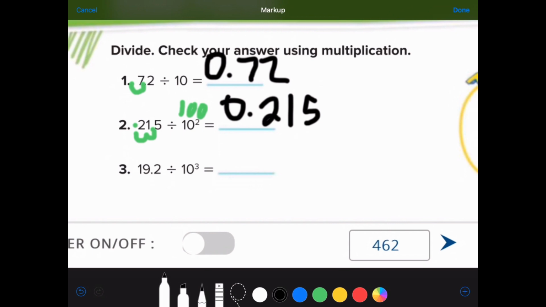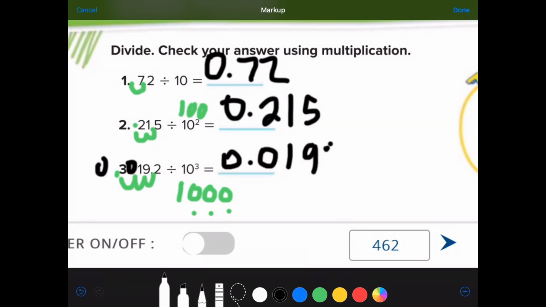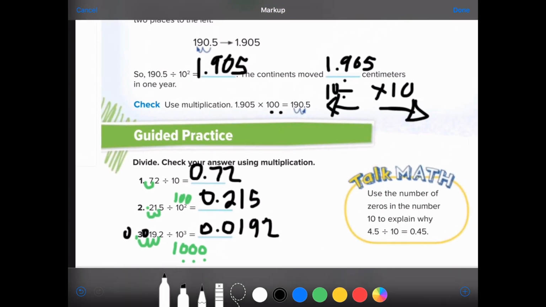Very good. Number 3, we got to translate this one. This is 10 times 10 times 10. It's the same as saying 10 to the 3rd power, or it's easy just to say 1 with 3 zeros. So we're going to move 3 spaces. So 1, 2, 3, then a decimal. It looks like we're going to have to put a placeholder 0 right there and placeholder 0 right there. So our answer is going to be 0.0192. Okay, what do you think about that? I told you you're going to like this chapter.